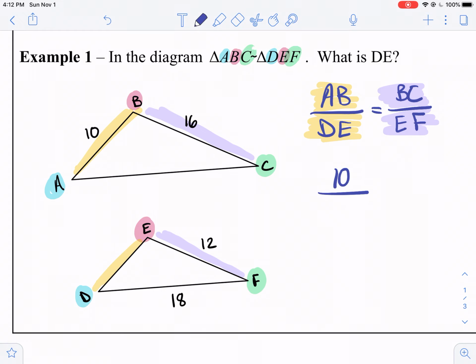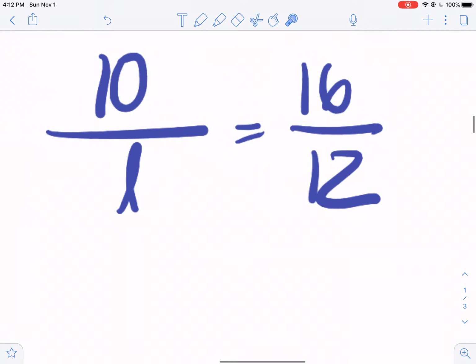How will we call it L for length? Oh, great job. Okay, BC, that's length 16. And then finally, EF, that is length 12. Check out this amazing proportion. So we know that the ratio of AB to DE is going to be the same thing as the ratio of BC to EF. So we set them up equal to each other, and now we solve a proportion.